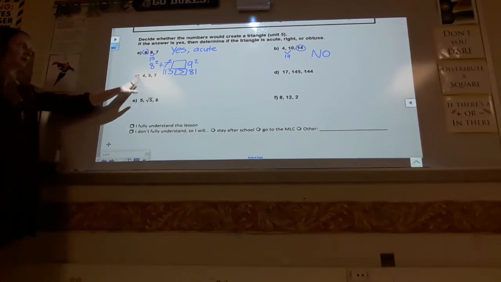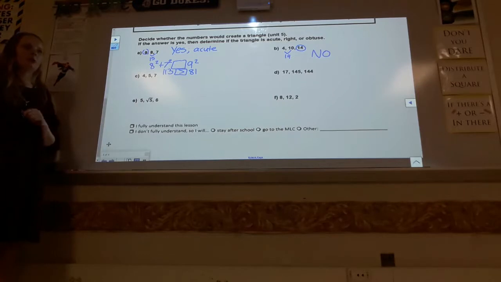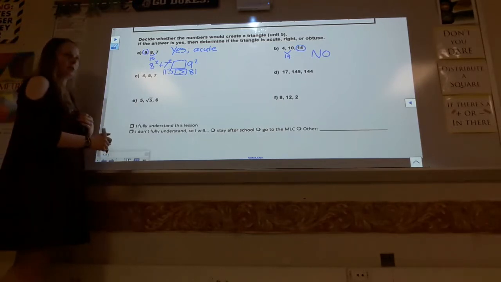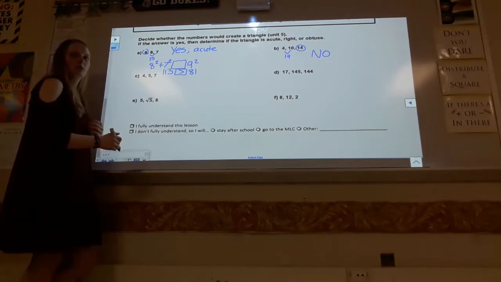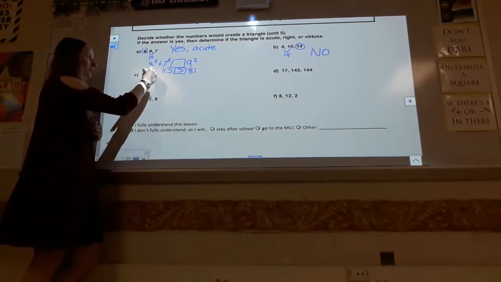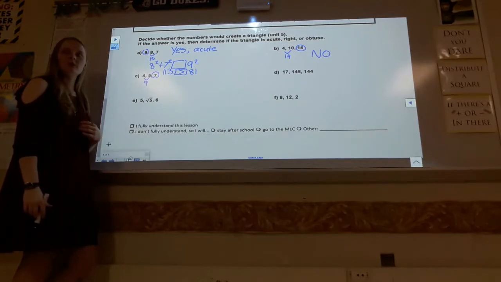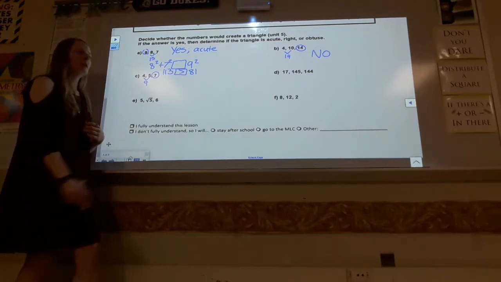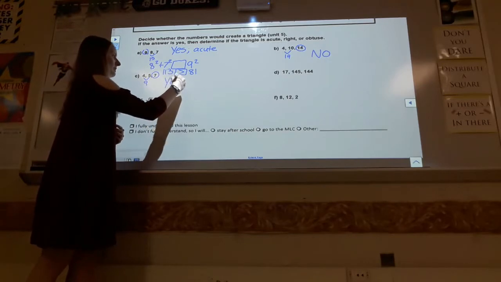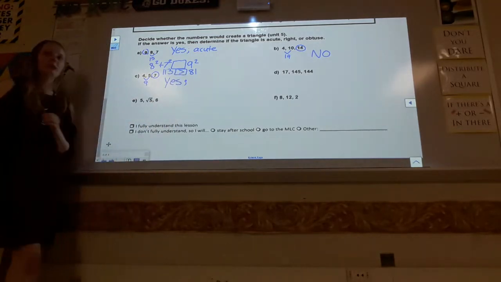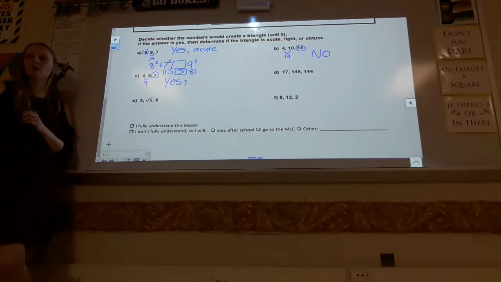Alright, let's just do one more together and then I'll have you finish the rest on your own. So this one right here, the 4, 5, and 7. I want to know if it's a triangle in the first place. How would I determine that? The two smaller sides, 9. Is that what I want for it to be a triangle? Yes. So the sum is bigger than the individual sides, so yes, it is a triangle. Now what do I do differently in order to figure out what type of triangle?